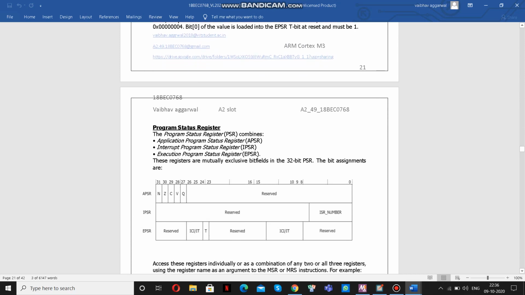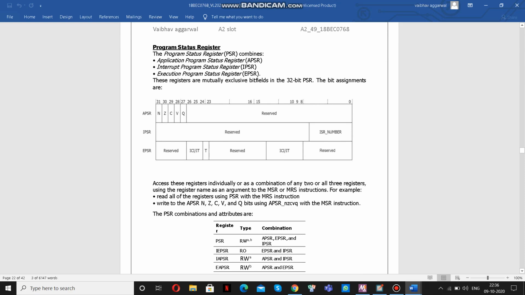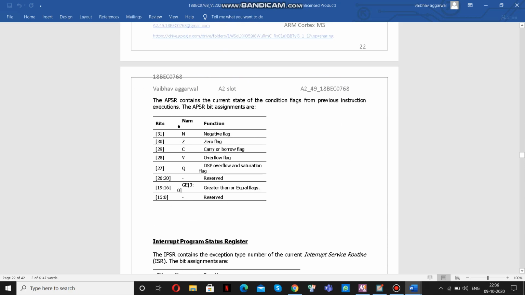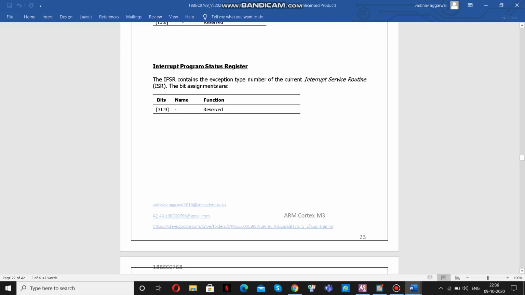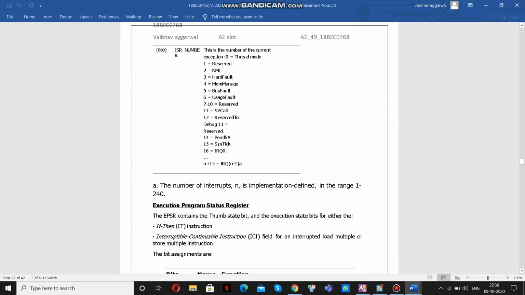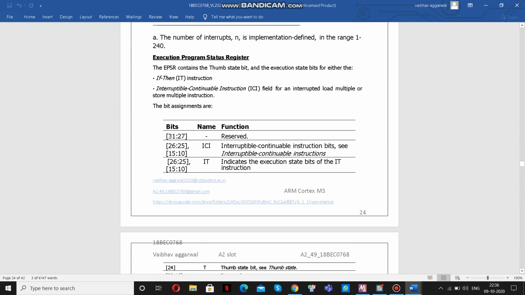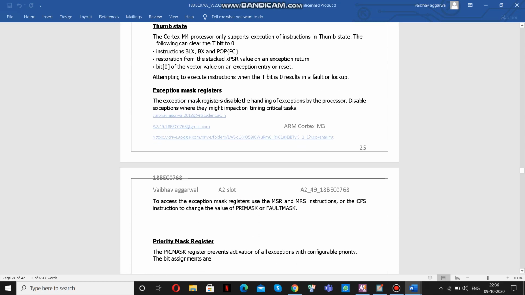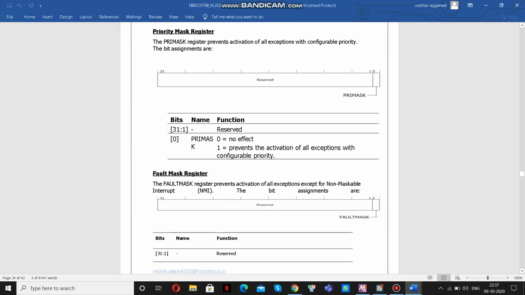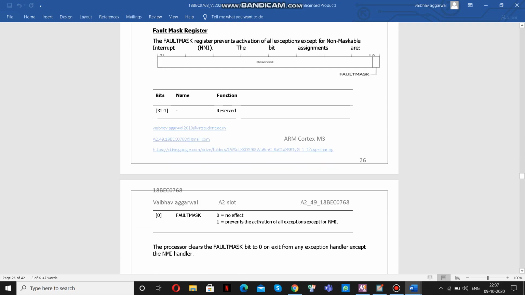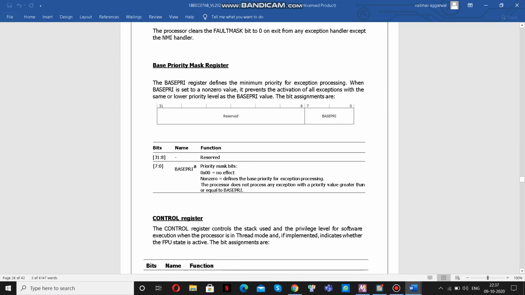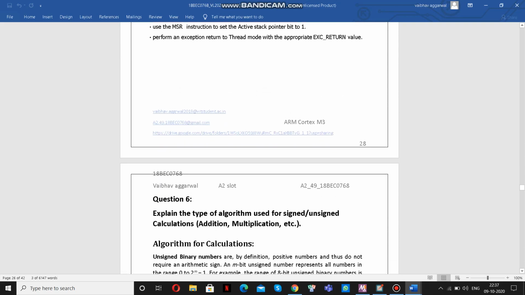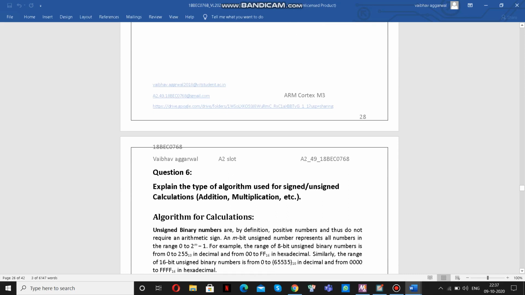I have mentioned all of them in detail. Have a look. Application program status register, interrupt program status register, execution program status register, priority mask register, fault mask register, base priority mask register, control register. So these were the registers in the ARM Cortex M3.